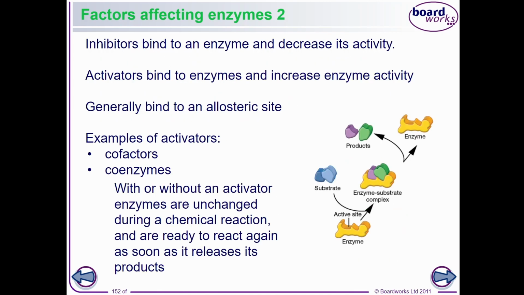You can also have inhibitors or activators. They bind to a different location on an enzyme called the allosteric site. Some of these activators are also known as cofactors or coenzymes, and you may have guessed that inhibitors are going to decrease enzyme activity, whereas activators will increase enzyme activity.